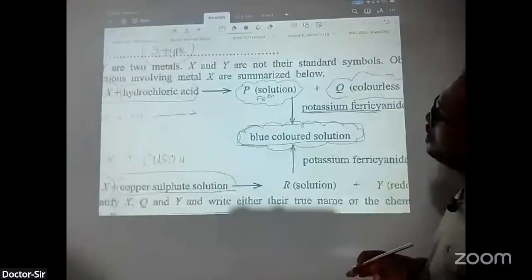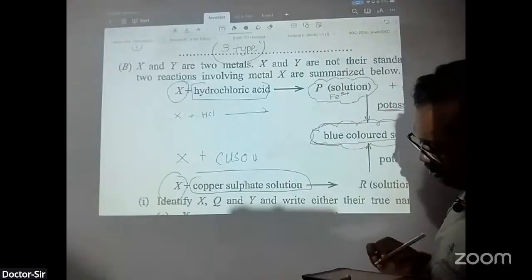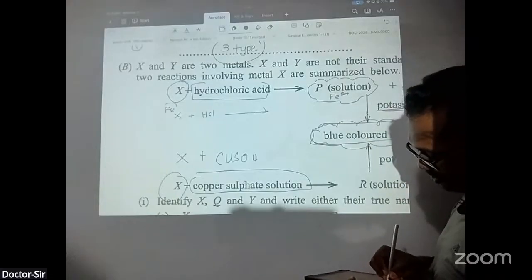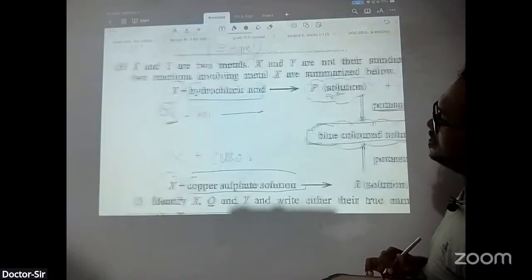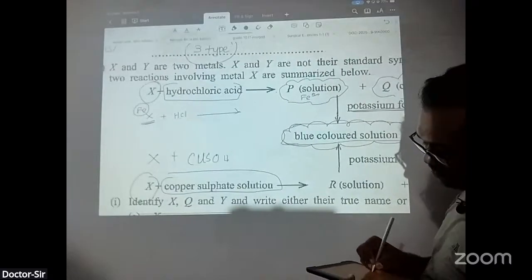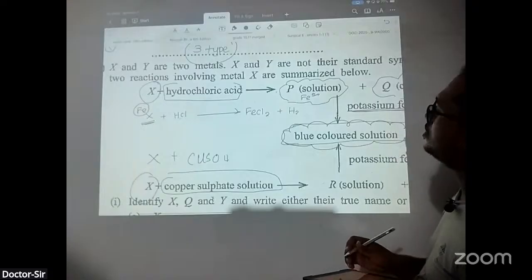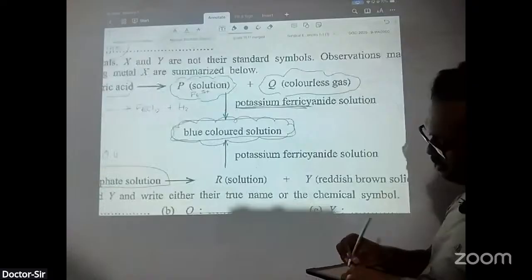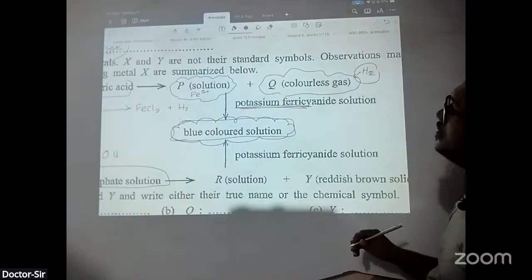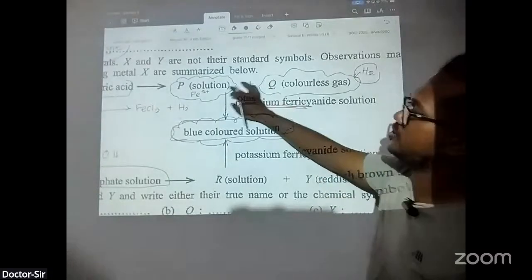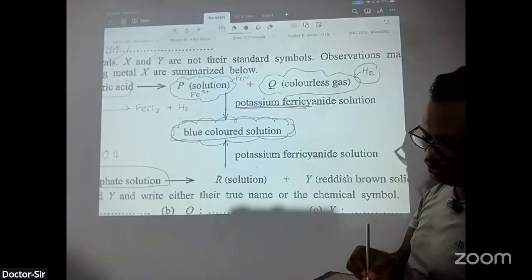Okay, so Fe2 plus should be here. Now you should think how this Fe2 plus comes here. Definitely this should be ferrous. Then it is formed with the HCl, then it will form FeCl2 and H2 gas. So definitely this colorless gas should be H2. So in the P solution, Fe2 plus, that means the P solution is FeCl2.